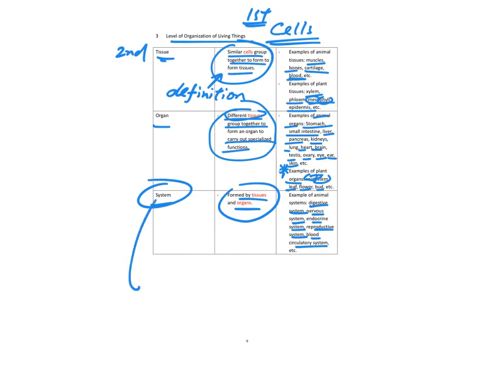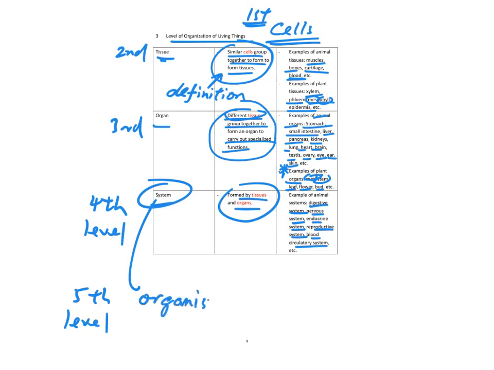And of course, after the system level, different systems going together would be the fourth level, and the fifth level would obviously be the organism itself. That means the living thing itself.